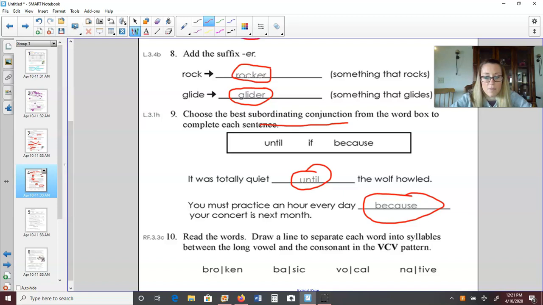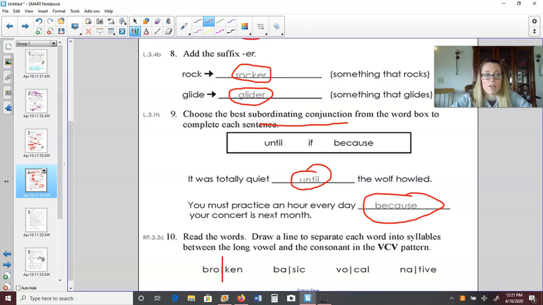And finally, number 10, reading the words. We need to draw a line to separate our word into syllables between the long vowel sound and the consonant in the VCV pattern. So listen for the long vowel sounds. So we have the word broken. You hear the long O, broken. So we split the syllable between the O and the K.